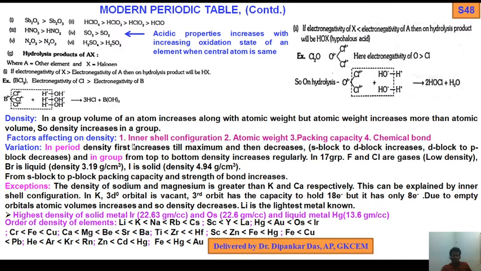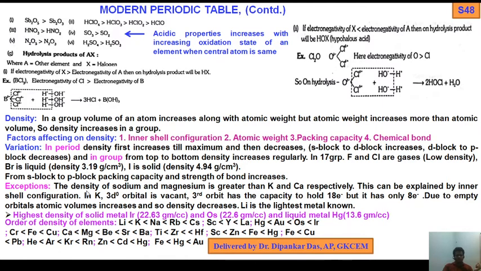Variation in a period: density first increases till maximum and then decreases. S block to D block increases density, and D block to P block decreases. In a group, from top to bottom, density increases regularly. In group 17, fluorine and chlorine are gases, with low density. Bromine is liquid, density is 3.19, and iodine is solid, density 4.94. So from S block to P block, packing capacity and strength of bond increases.